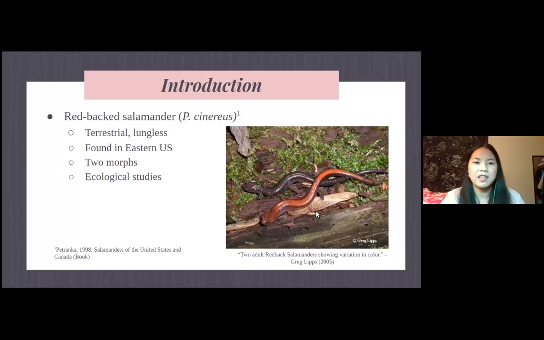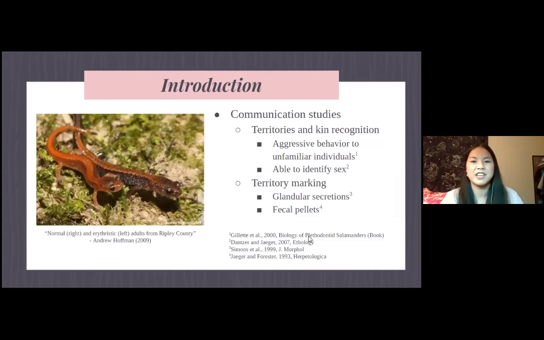and then the unstriped or leadback morph, which is just the gray color without any red markings or anything like that. And then these salamanders are very commonly studied in the field of ecology because they're very abundant within forested areas in the eastern US, and also because they're often noted to be a keystone species in many of these forests. So just moving on into studies that are related to how we've been working with communication and looking at those with the salamanders.